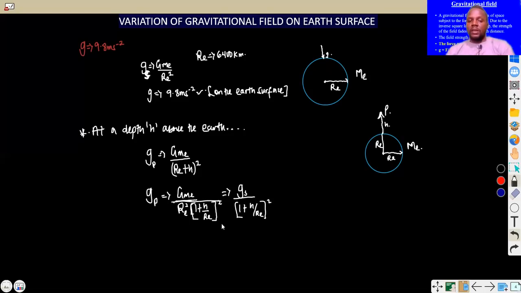So you can now say finally, you can just keep it in mind: the gravitational field strength at the point H above the Earth is now given as, you can say, I've considered the point H.